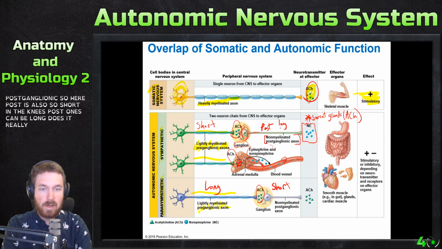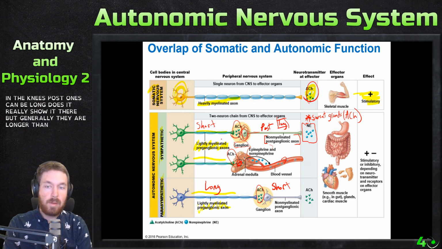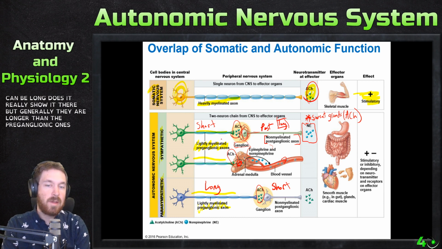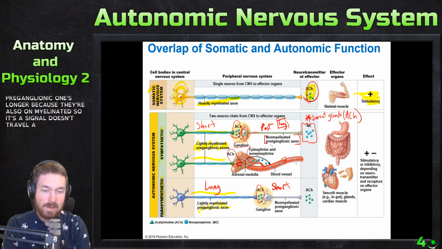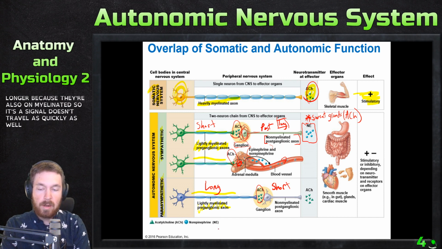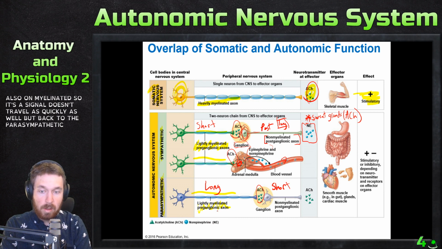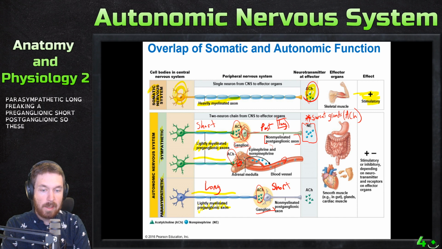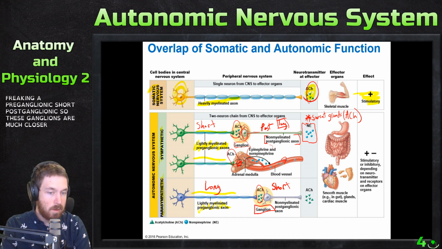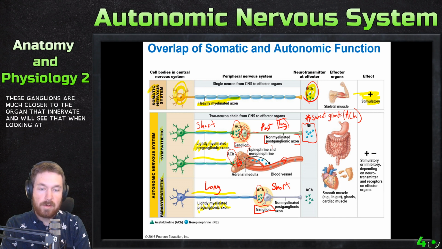It doesn't really show it there, but generally they are longer than the preganglionic ones. And it's interesting they're longer because they're also non-myelinated, so the signal doesn't travel as quickly as well. But here, back to the parasympathetic: long preganglionic, short postganglionic. So these ganglions are much closer to the organ they innervate.